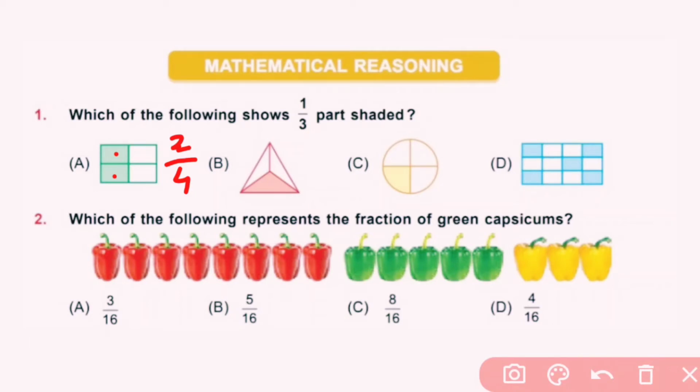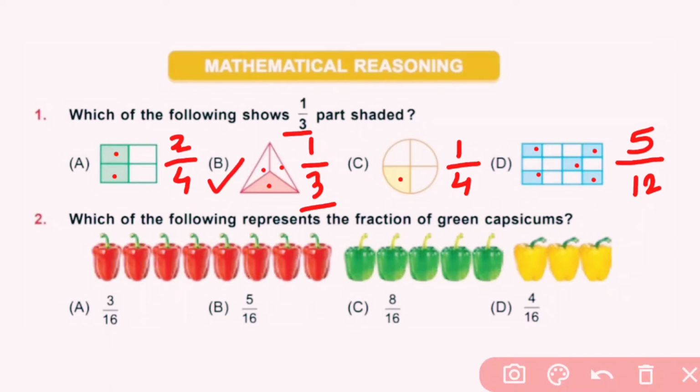In option B, there are a total of 3 equal parts, and out of 3, 1 part is shaded. In option C, there are a total of 4 equal parts, and out of 4, 1 part is shaded. In option D, there are a total of 12 equal parts, and out of 12, 5 parts are shaded. So the fraction will be 5 by 12. Here option B shows 1 by 3 part shaded. So here B is the correct answer.